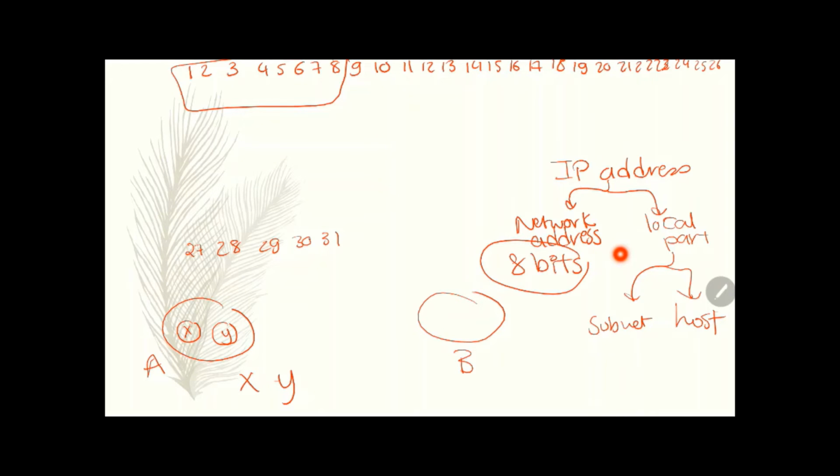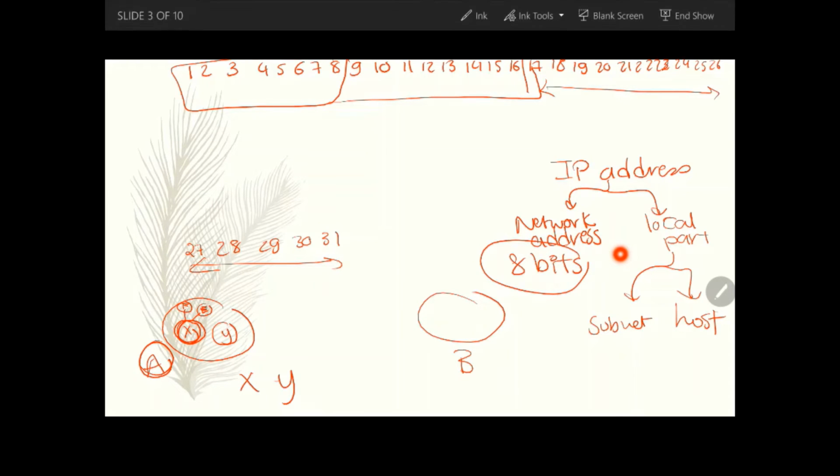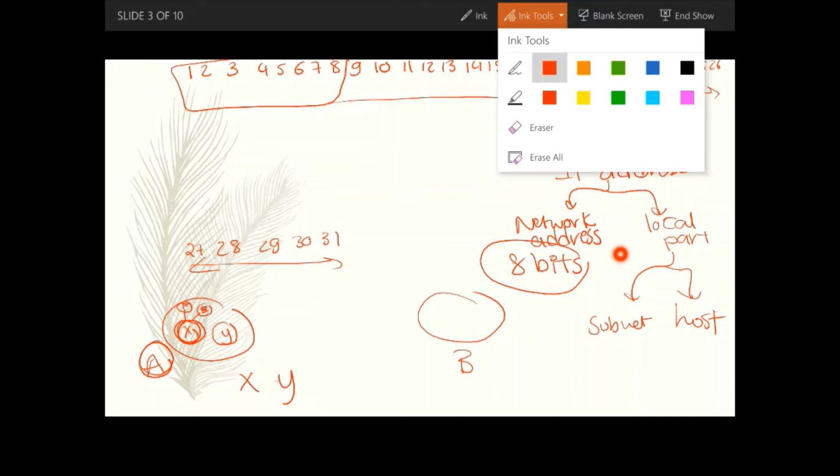Okay, if within X there are 2 hosts called F and E, what will F and E have in common? F and E will have the first 16 bits in common, as they belong to network A and subnetwork X. What will differ? The remaining 16 bits. I hope you already get this part. The doctor already mentioned it in the lecture, but I thought of repeating that.